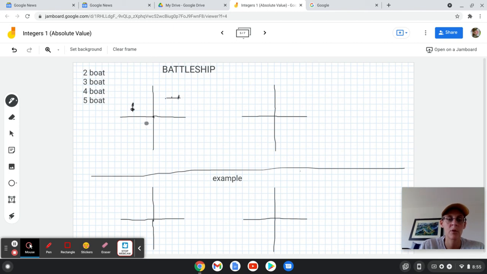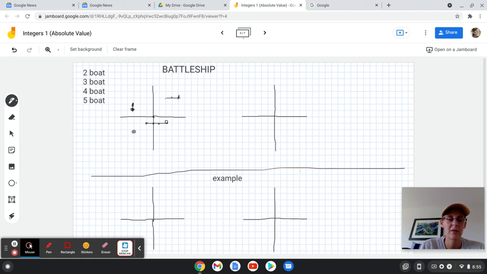I'm going to put my 4 boat. It all has to be within this 5 by 5 coordinate plane. 1, 2, 3, 4. I cannot go diagonal. It has to be side to side or up and down.